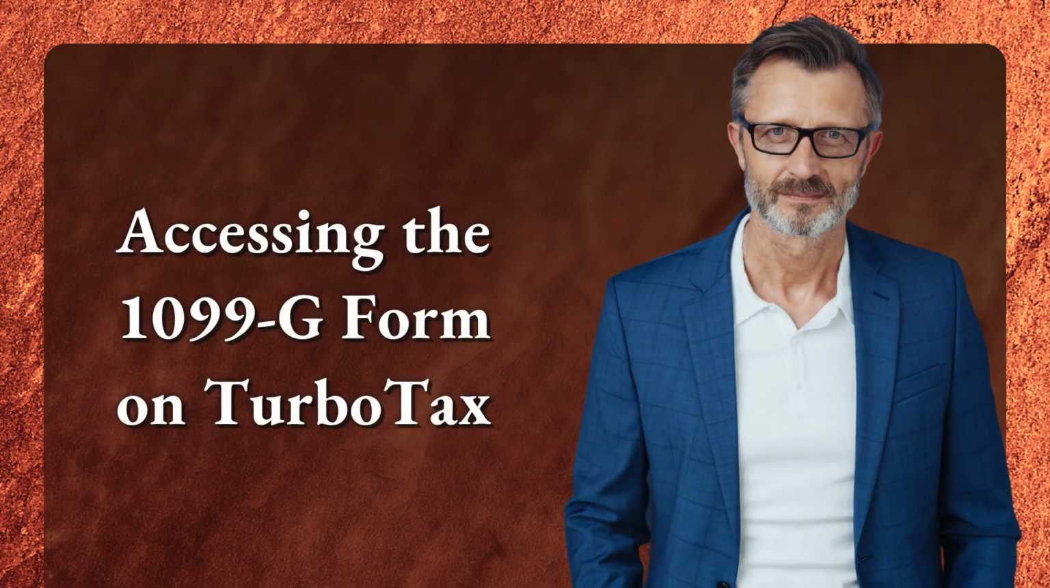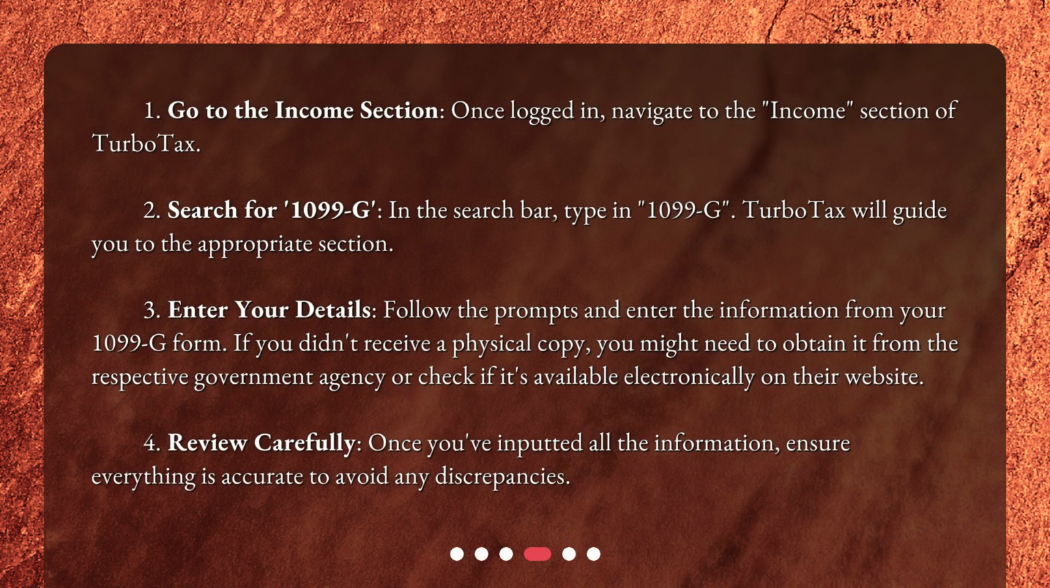Accessing the 1099-G form on TurboTax. 1. Go to the Income section. Once logged in, navigate to the Income section of TurboTax. 2. Search for 1099G in the search bar. Type in 1099G. TurboTax will guide you to the appropriate section. 3. Enter your details. Follow the prompts and enter the information from your 1099G form.